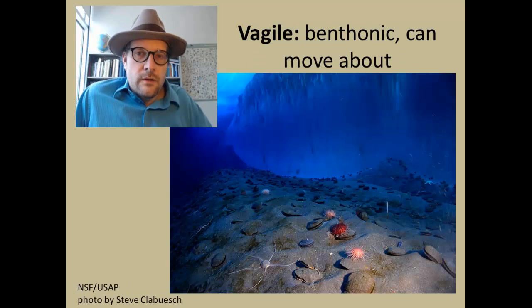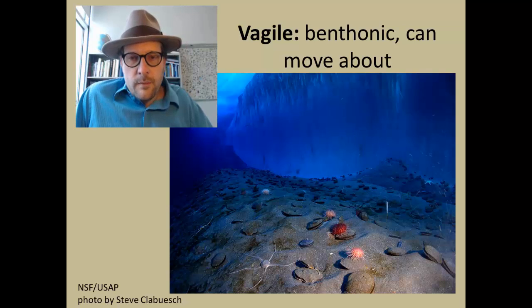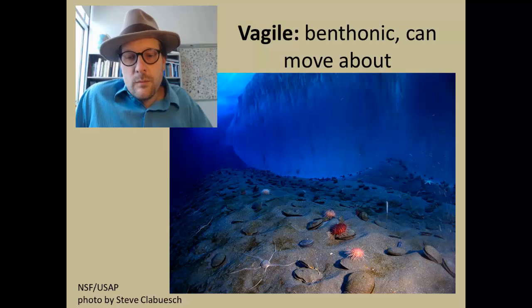Vagile is a different type of benthic organism. These are organisms that can move about. This is a photo from Antarctica showing a bunch of vagile organisms that are benthic. They're living on the seafloor, but they all can move around.